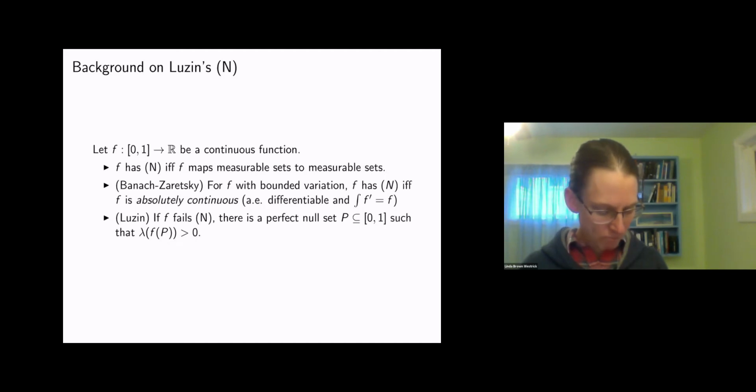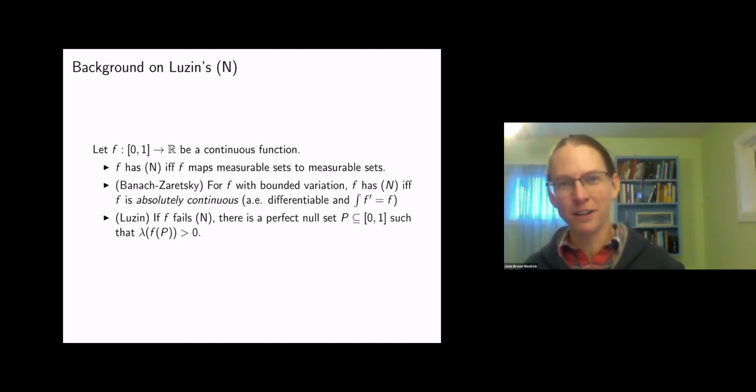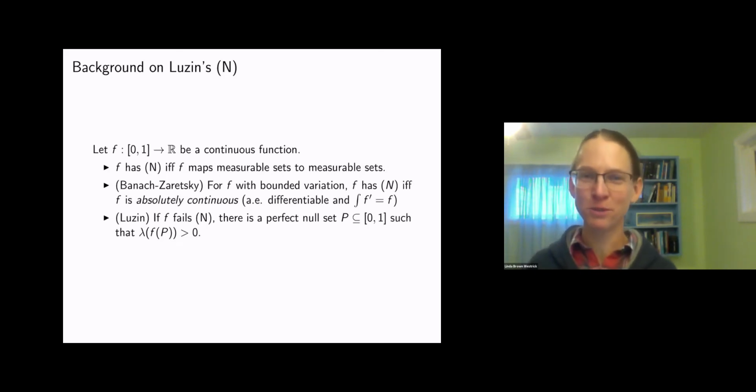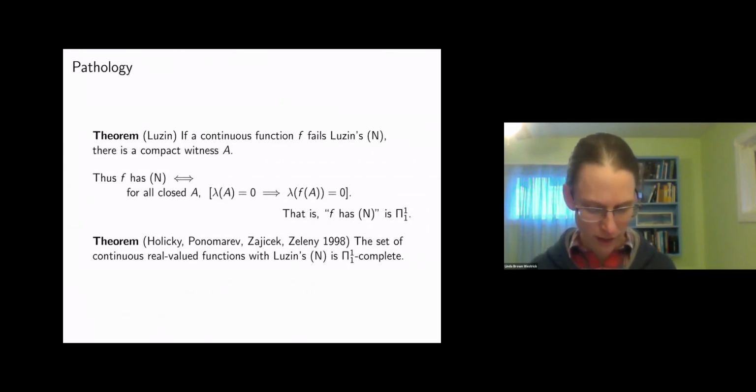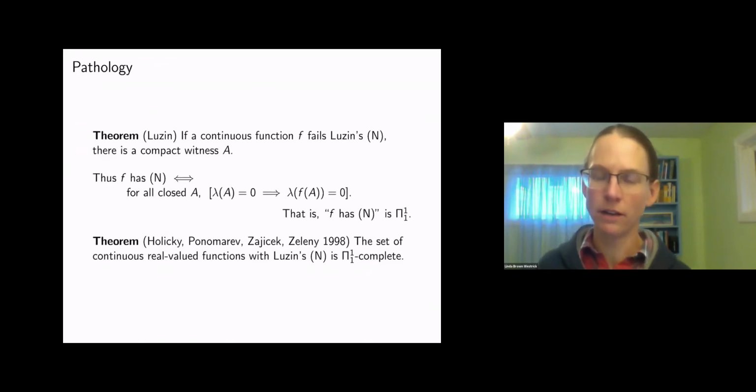All right, so I told an analyst that I was looking at Luzin's N, and he was sort of surprised. Oh, people don't really study that anymore. And on the basis of this last equivalence, which we can analyze the descriptive complexity of, we can start to get an idea of why people might not spend much time with this property.